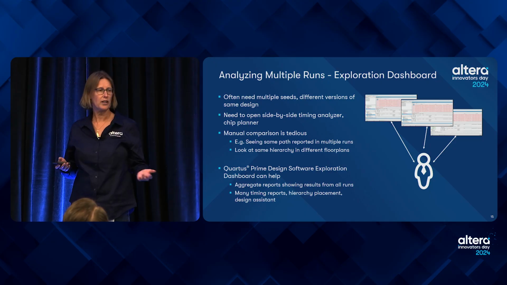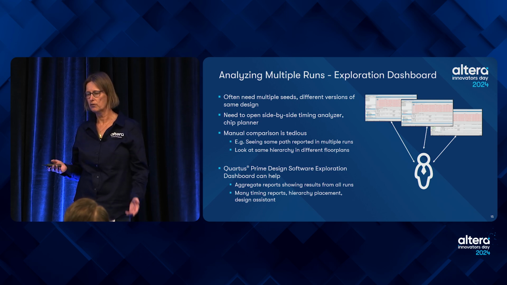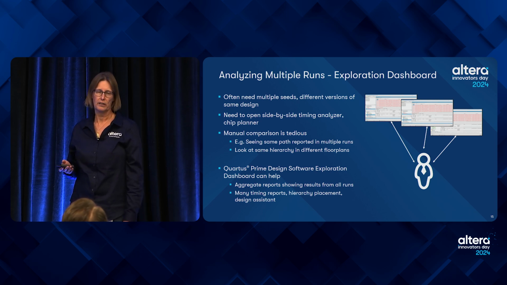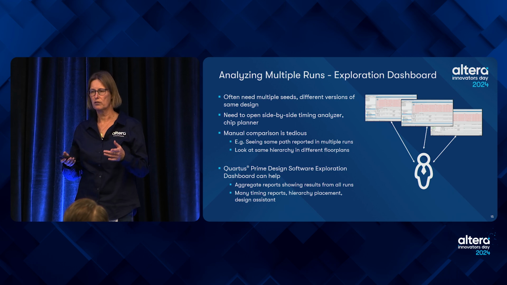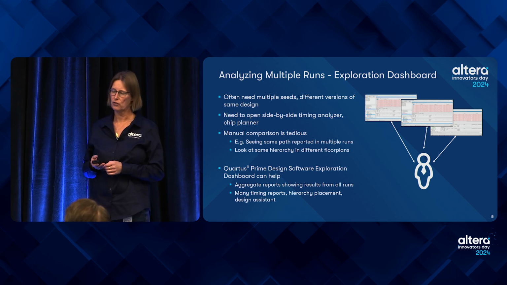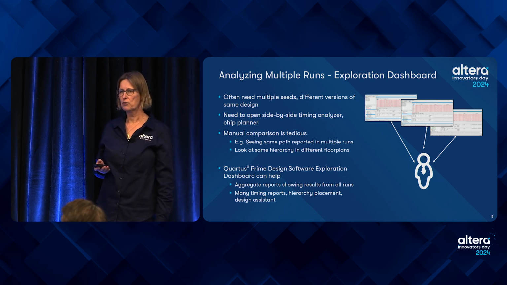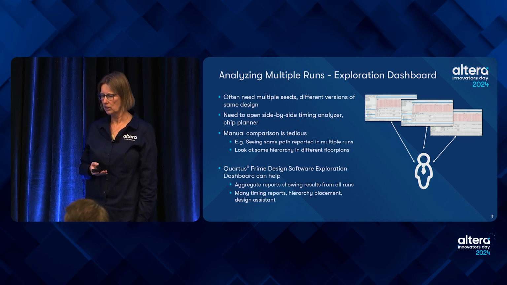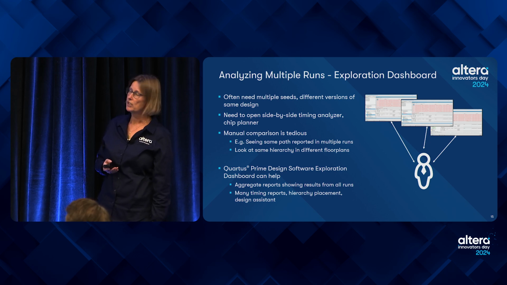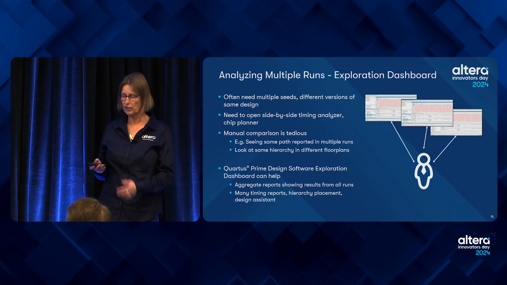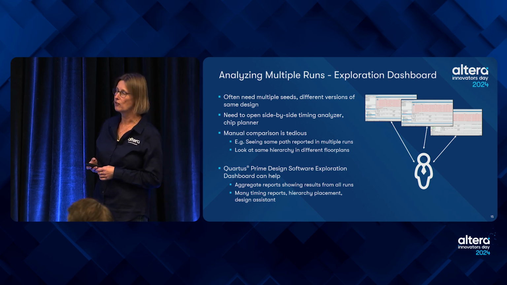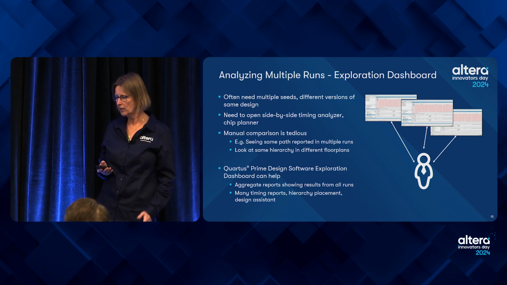When you try to look at the different runs of that same design together, you have to open each one of them in its own Quartus and then open multiple timing analyzers or chip planners side by side and try to compare things. It's a very tedious job. So we tried to make this easier with the exploration dashboard. I should mention that this is a beta feature, so we would really appreciate your feedback on this and we will improve it more.